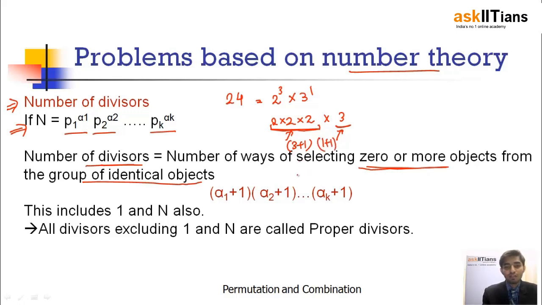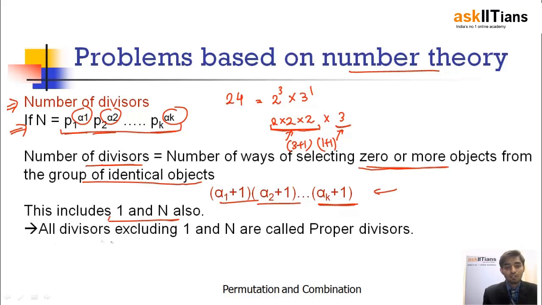So if I want to find out the total number of divisors of any particular number, then I will represent it as a product of primes, and then I will add 1 to all the powers and multiply. So alpha 1 plus 1, alpha 2 plus 1, up to alpha k plus 1. So I will increase all the powers by 1 and then multiply. This formula includes 1 and n also.